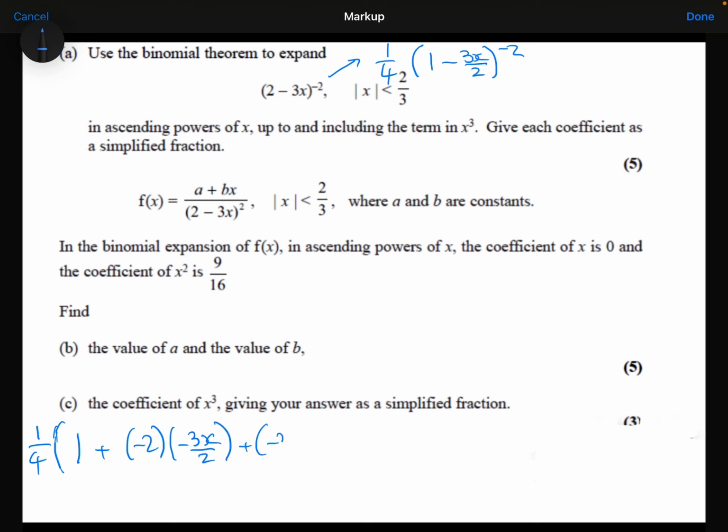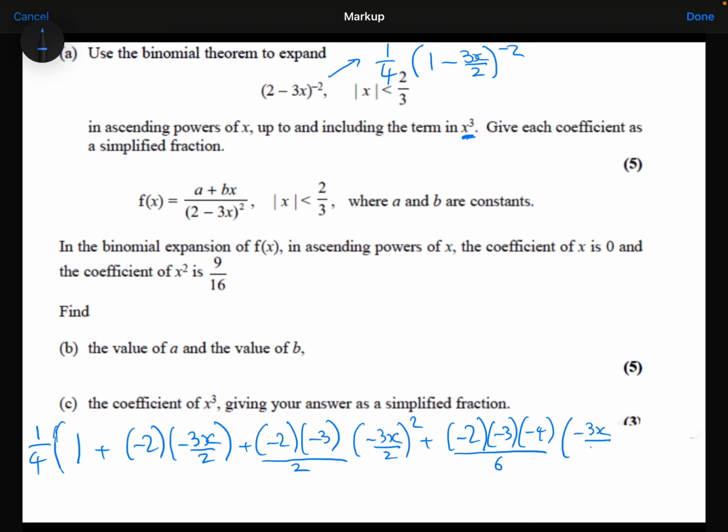The next term is n times n minus 1 over 1 times 2 times the x squared. And the third term, because we do need to go up to the cubic term, is n times n minus 1 times n minus 2 over 1 times 2 times 3 times the x cubed. Right, that's quite a mess there, so let's try and tidy this up. We'll leave the 1/4 at the front.